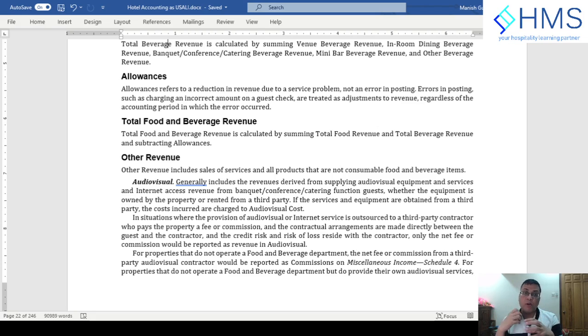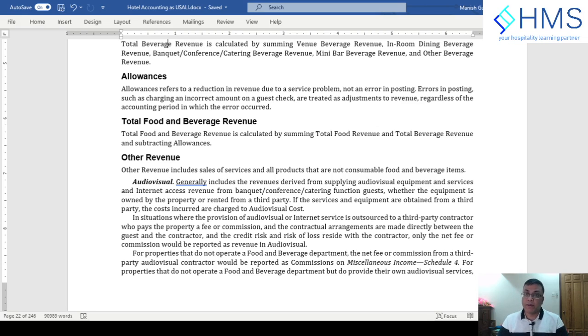Food cost, when you are normally calculating, which we're going to see in the next video, will be calculated based on total food revenue, not the revenue after the allowances. So that's the difference: how allowances are going to impact your food cost. Then there are other revenue items, which is audiovisual. Now audiovisual has certain criteria, as you will read on the screen as well.